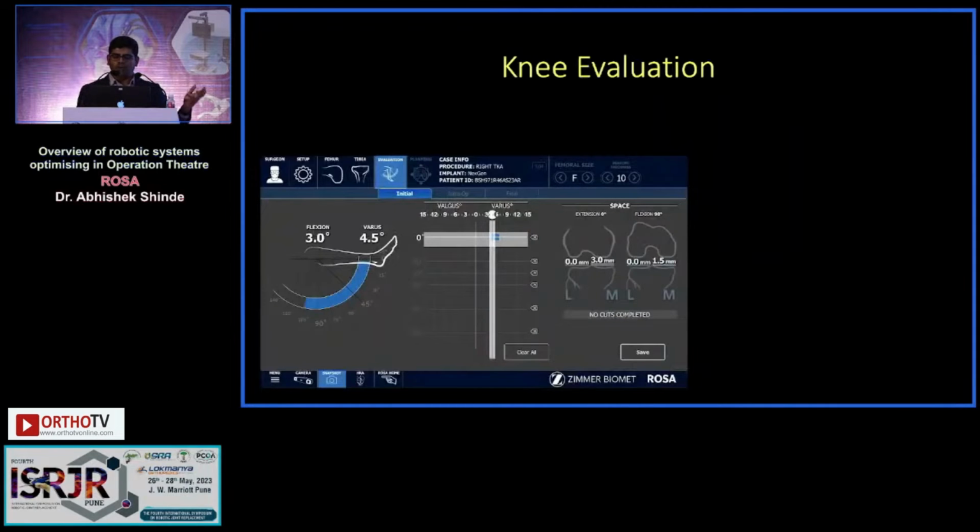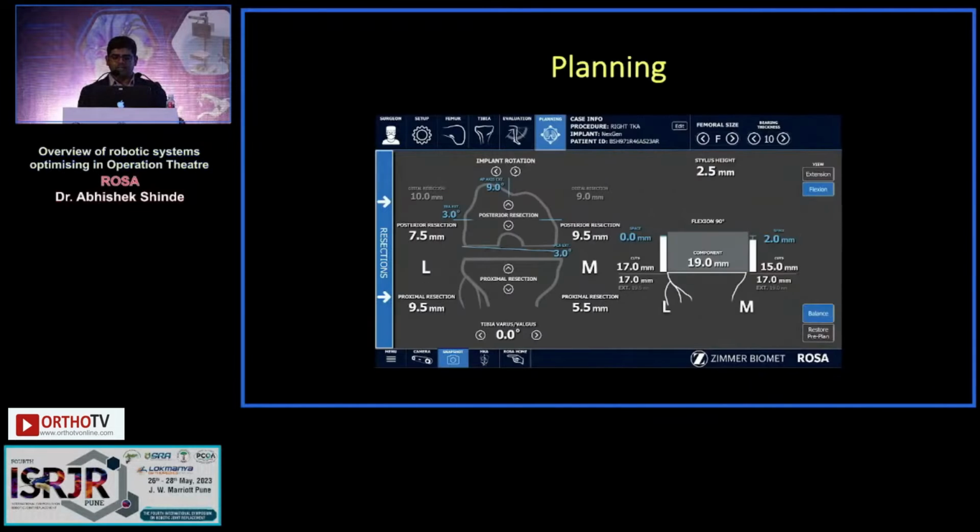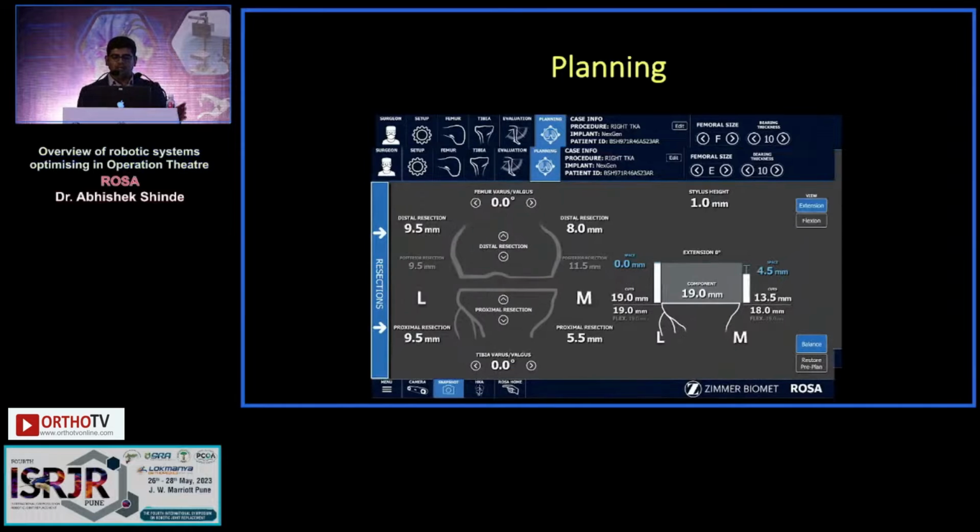Then you have to evaluate the knee, how much flexion or varus you have throughout the range of motion: in full extension, at 30 degrees, 45, 60, 90, and 120. Once you are happy with that, you can do the planning: how much distal resection or proximal resection, how much varus or valgus, the stylus height, the posterior slope, and then you can take the guided cuts. So this is the varus knee.